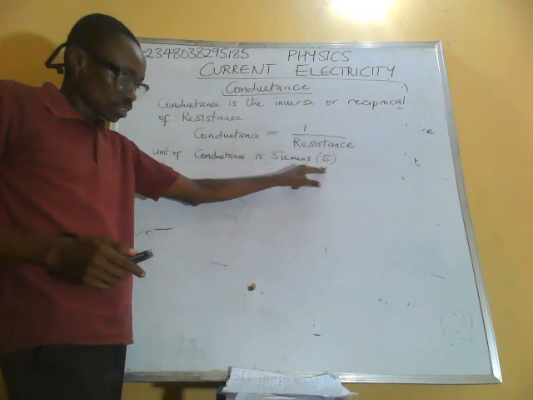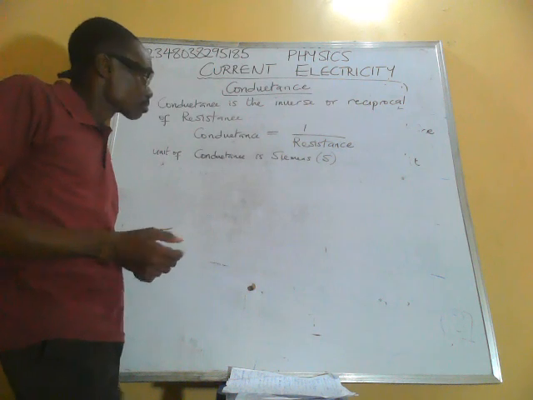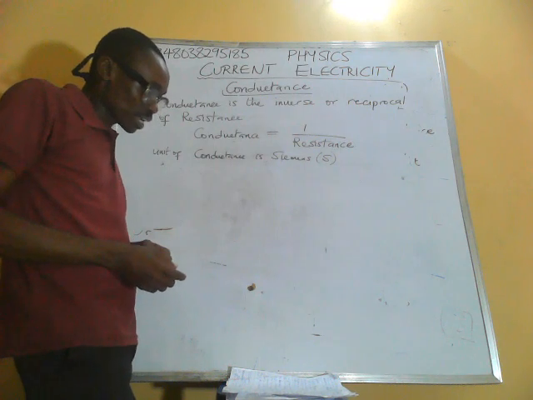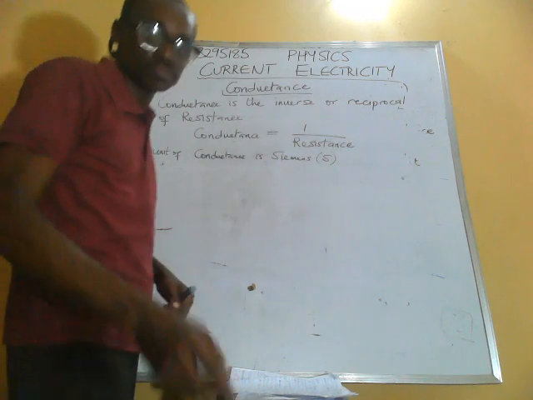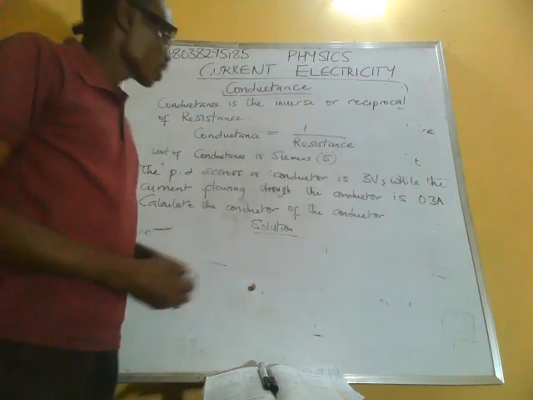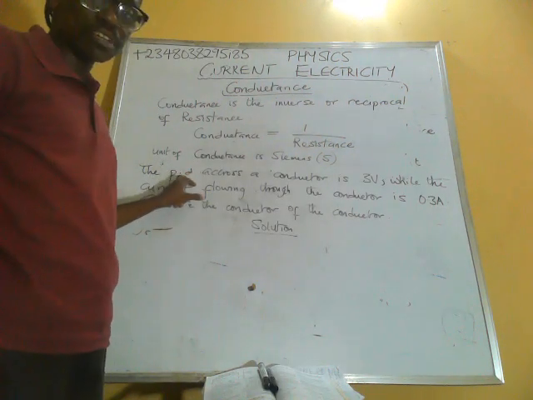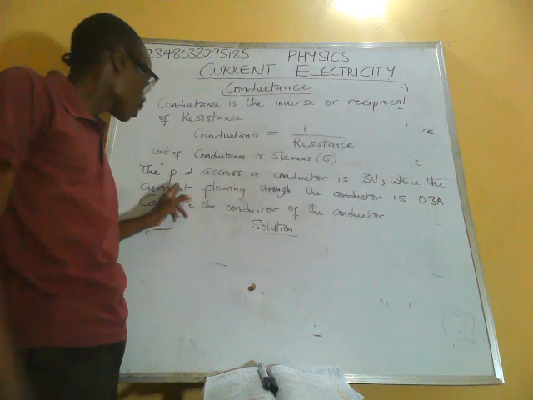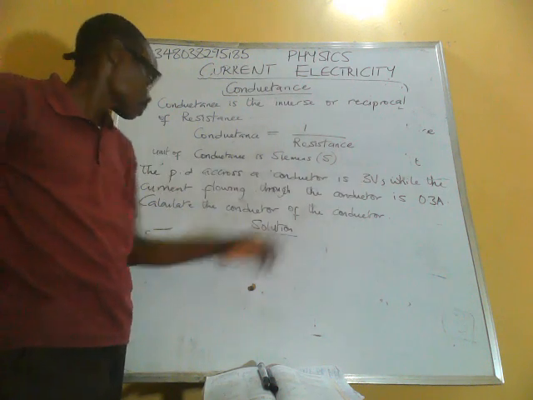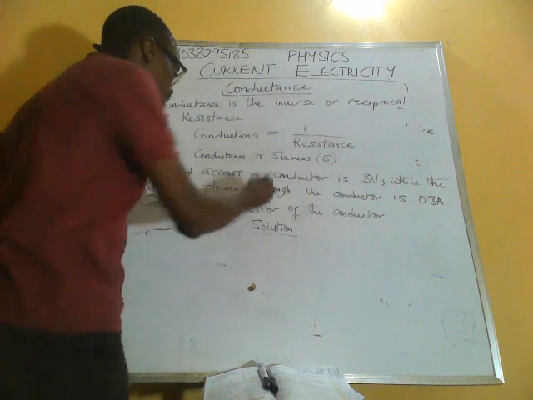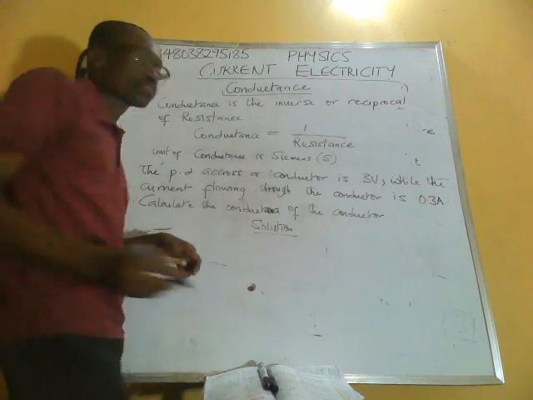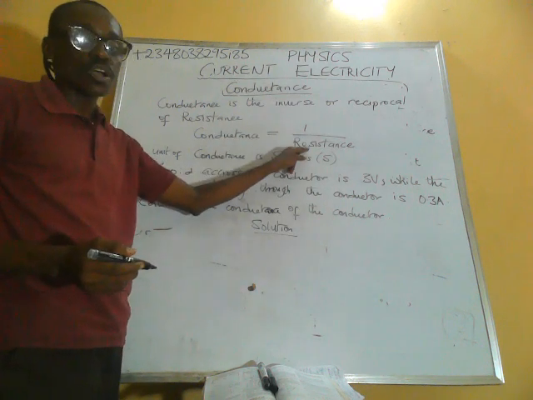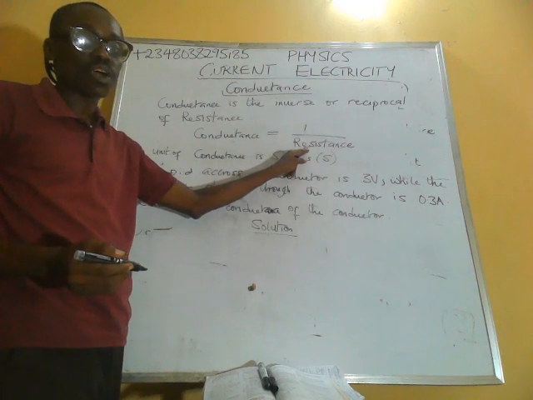This is a unit. So we're going to do a calculation right now. In our calculation, the potential difference across a conductor is 3 volts, while the current flowing through the conductor is 0.3 amperes. Calculate the conductance of the conductor. So already we are told that conductance is equal to 1 over resistance.